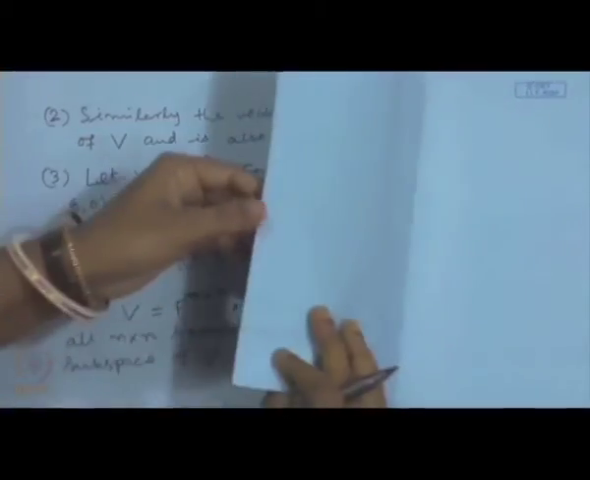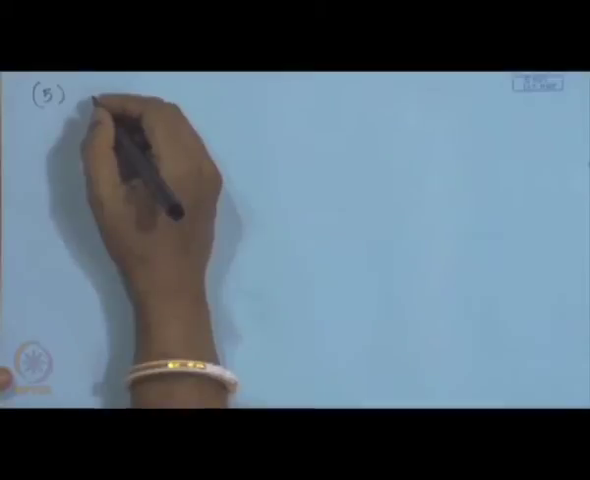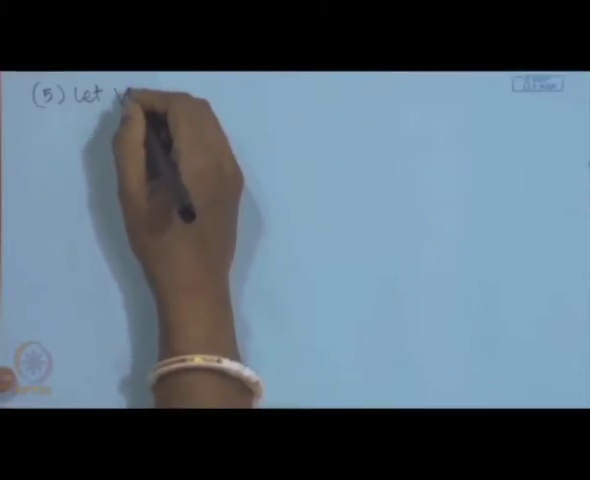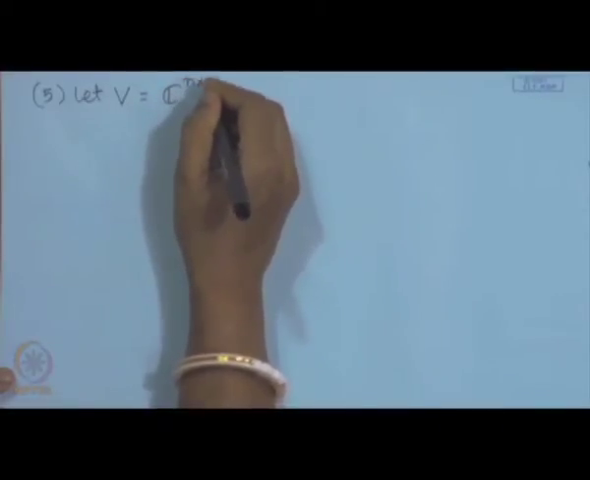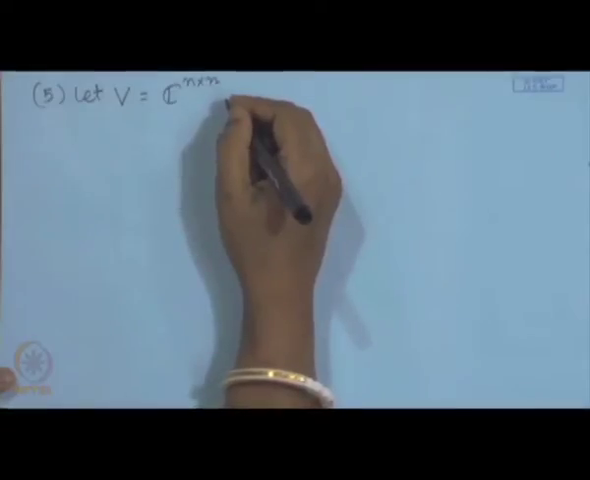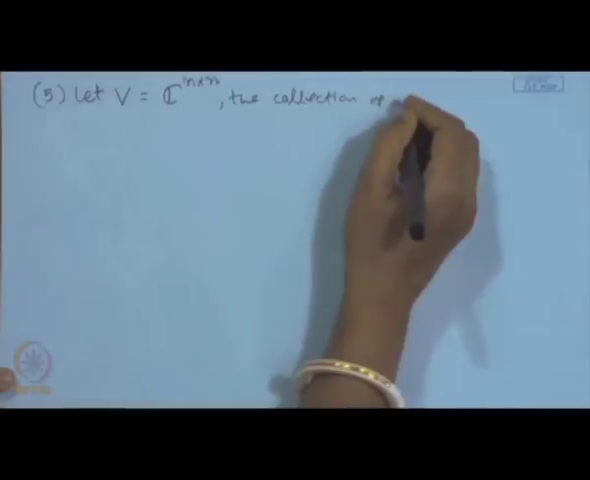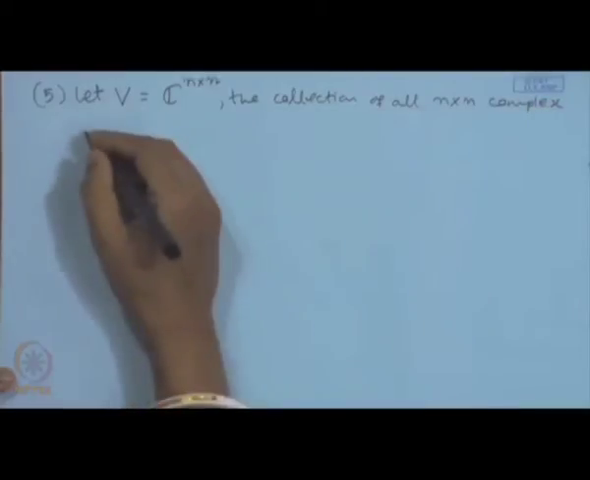Similarly, we will have another example, the fifth example: the set of all Hermitian matrices. Again we will consider the vector space V to be C n cross n, or in other words, the collection of all n by n complex matrices.